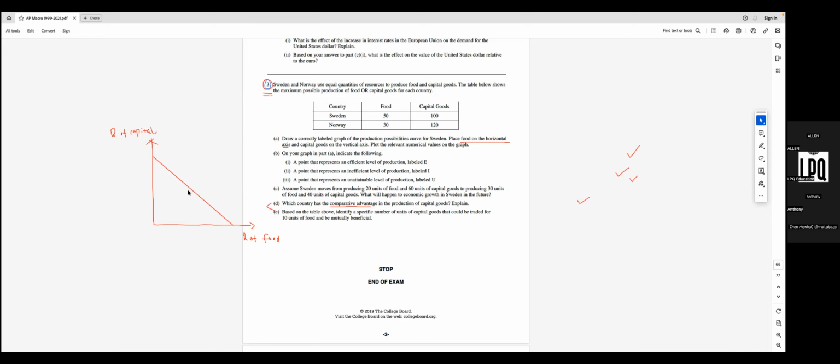Efficient level of production: the production point must be exactly on the PPC. Inefficient level, I. Unattainable level is U, like we cannot produce this much, we don't have enough resources to produce at the U level. So you just plot U beyond your PPC.